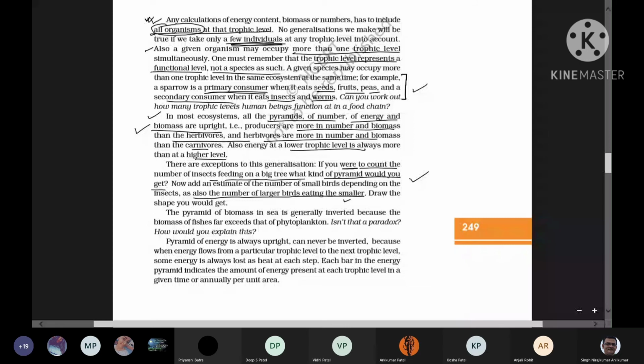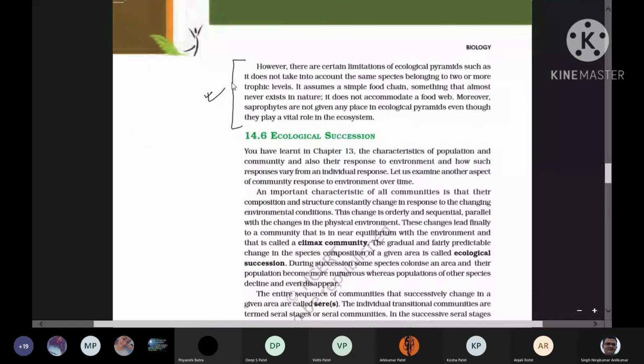But here this paragraph is very important. This paragraph gives us the limitations. So what are the limitations of the pyramid? Any pyramid, whether it is the pyramid of number, energy, or biomass, has certain limitations. So the first limitation is that we should always take those species which have a certain trophic level. They won't occupy two different trophic levels. This is the first limitation.